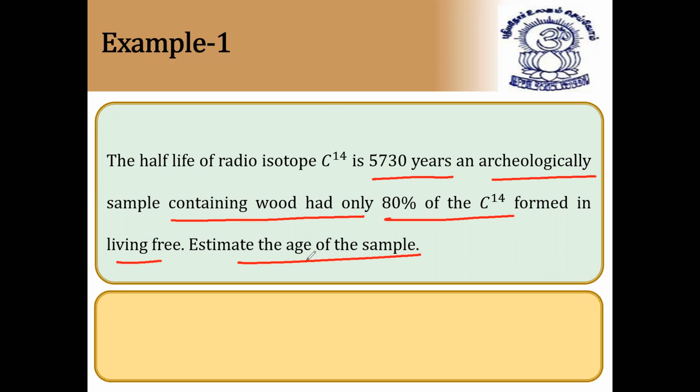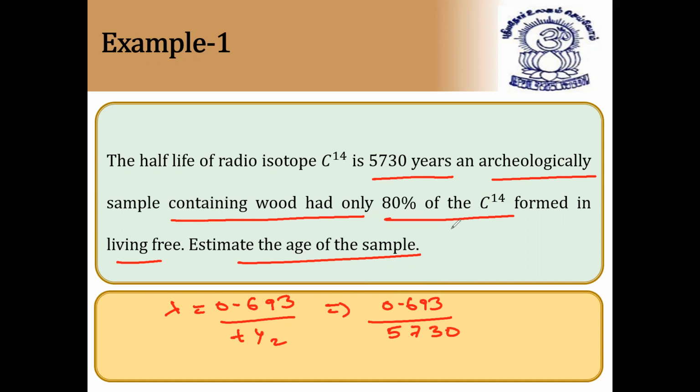So for getting time, we should know the decay constant. As they are following first order kinetics, we can find lambda is equal to 0.693 by t half, that is t by 2. So lambda is equal to 0.693 by t half, which is given as 5730 years.